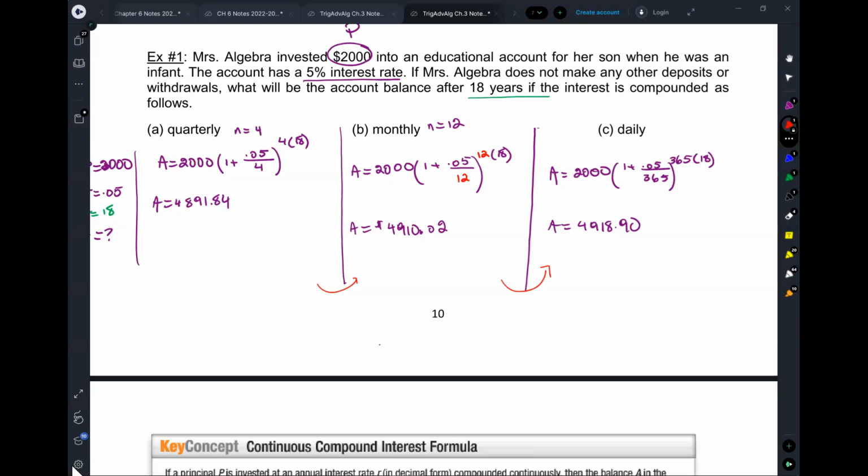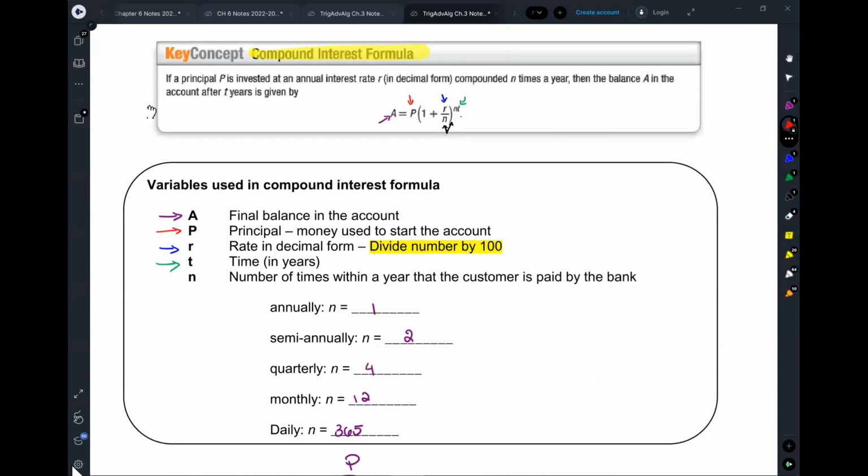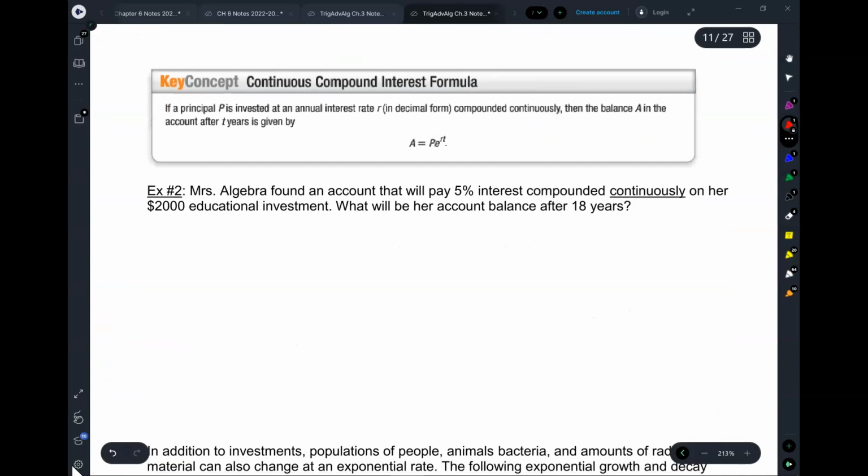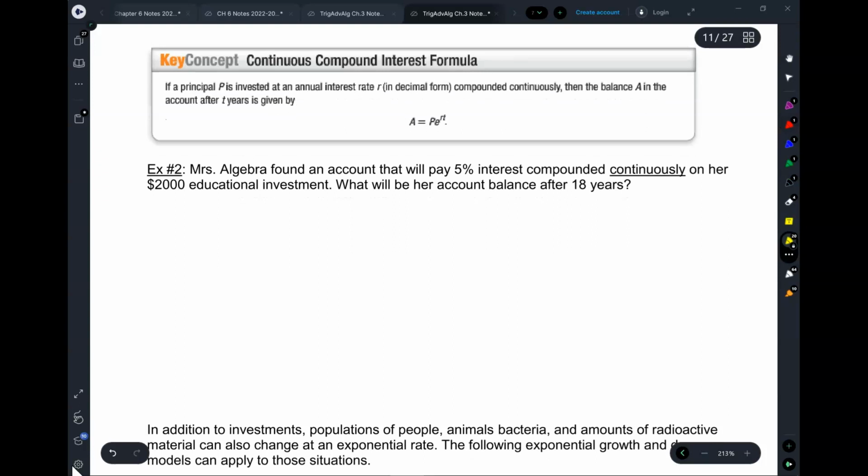So how many times are you getting paid in a year at that point? Whatever seconds are in a year. Unlimited, an infinite amount of times, right? So n is now infinity, right? When that happens, this formula changes and our favorite base, e, comes in its place. So now the formula becomes A equals Pe to the rt, and we call this continuous compound interest because you're literally getting paid continuously.